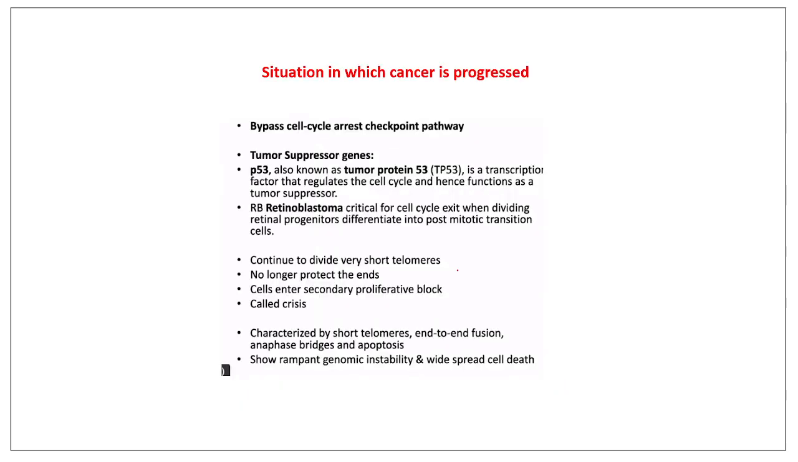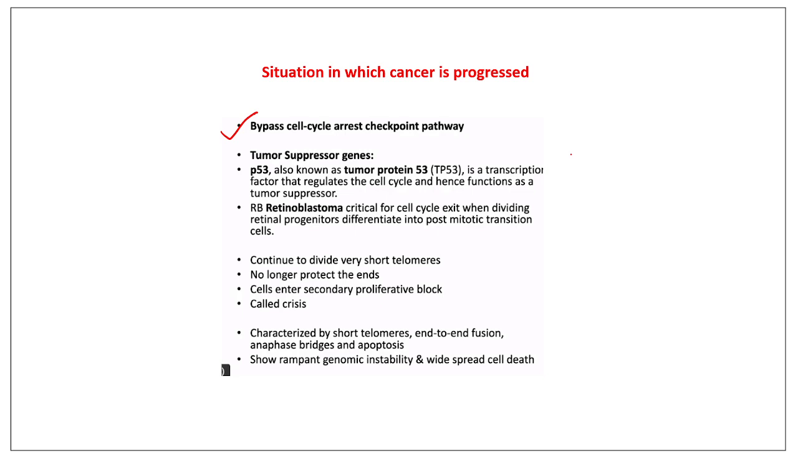Okay. So, situations in which the cancer is progressed. These are the various situations in which the cells can progress to cancer. What is the situation? First situation is it can bypass the cell cycle arrest checkpoint pathway. Then the tumor suppressor genes, P53, which is also known as tumor protein, a transcription factor that regulates the cell cycle and functions as a tumor suppressor. And RB is the retinoblastoma. It is critical for cell cycle exit when dividing retinal progenitors. So these are the tumor suppressor genes.